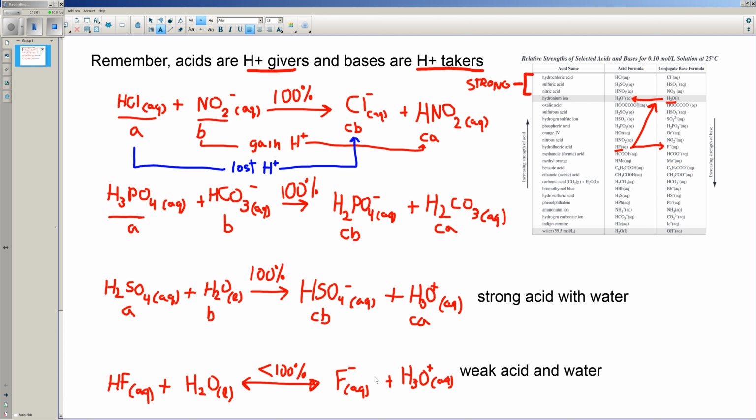Contrast that with H2SO4, sulfuric acid, strong acid, reacting with water. When you mix H2SO4 with water, if you have 10 molecules of H2SO4 and 10 molecules of water, when you mix them together, you get 10 molecules of HSO4 minus and 10 molecules of H3O plus. It reacts all the way, 100%. So in a nutshell, that is a Bronsted-Lowry acid-base reaction.